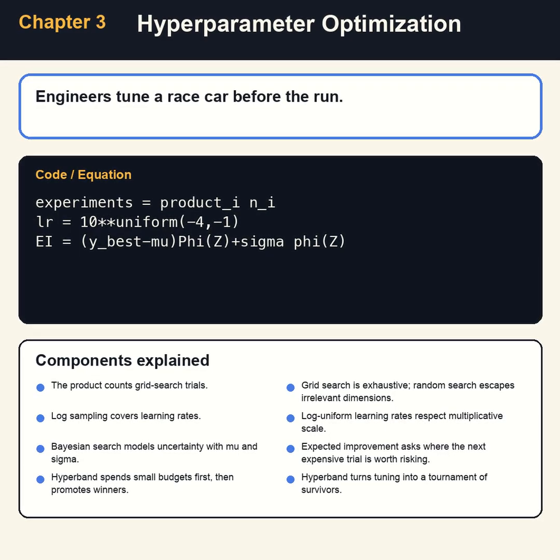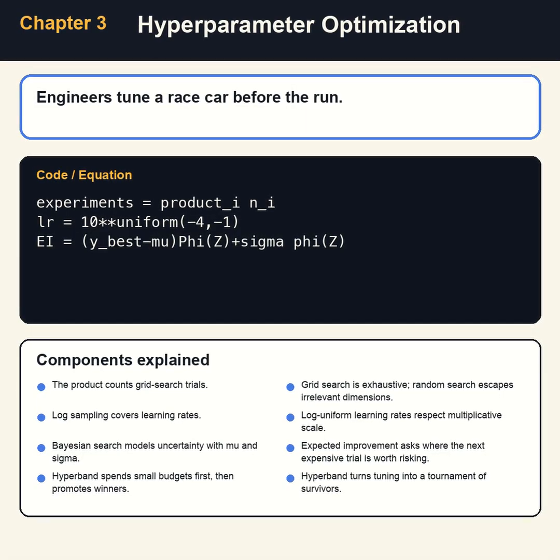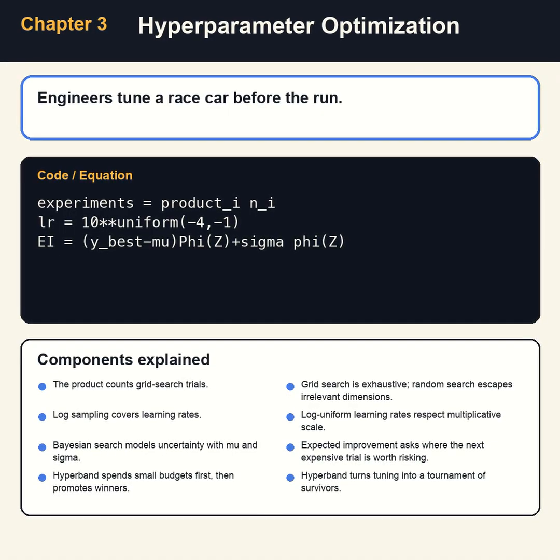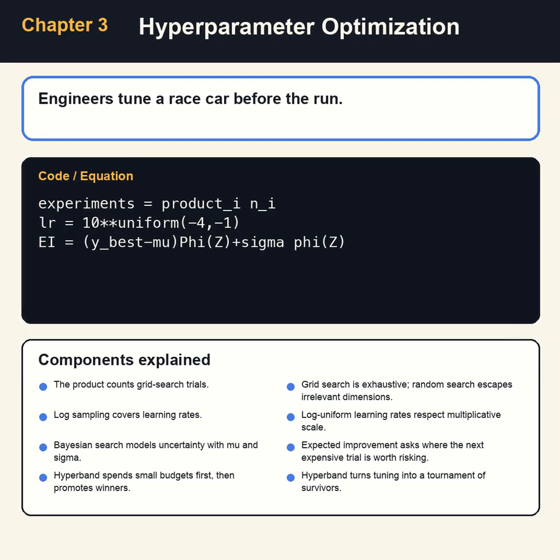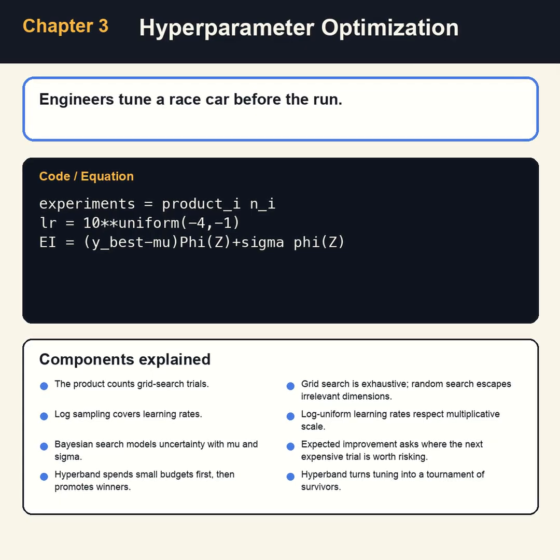Hyperparameters are not learned by backprop, but they decide whether backprop has a fair fight. Grid search came first because it is obvious and reproducible. Random search became important when researchers noticed most knobs barely matter. Bayesian methods add memory and uncertainty, while hyperband adds ruthlessness. Weak racers leave the track early.